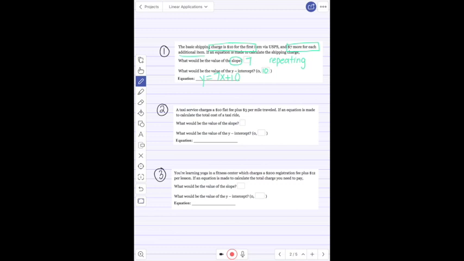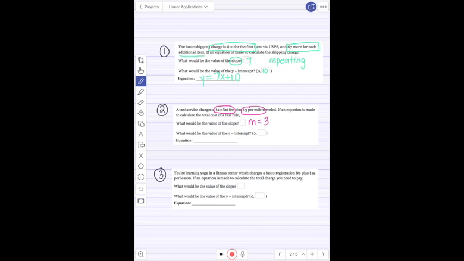All right, number 2, I talked about an example just a second ago with this. A taxi service charges a $10 flat fee plus $3 per mile. If an equation is made to calculate the cost of a taxi ride, then what do we have? So we have a $10 flat fee and $3 per mile. So the slope is my repeating value. My repeating value is the $3 per mile.